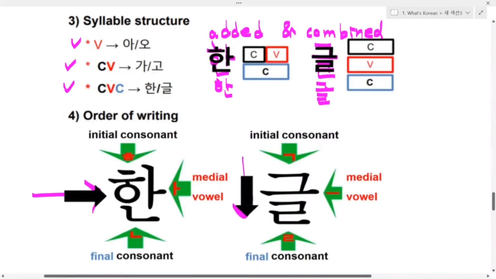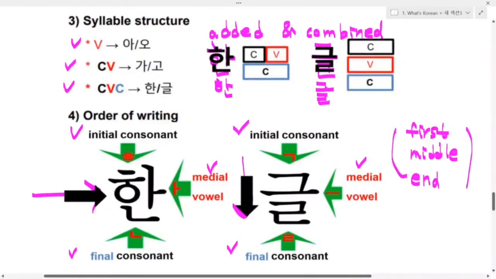The principles of the initial consonant, the first sound letter, the medial vowel, the middle sound letter, and the final consonant, the end sound letter, are used in 3 sections. This is a very important point. The first sound letter, the middle sound letter, and the end sound letter. Please remember that.